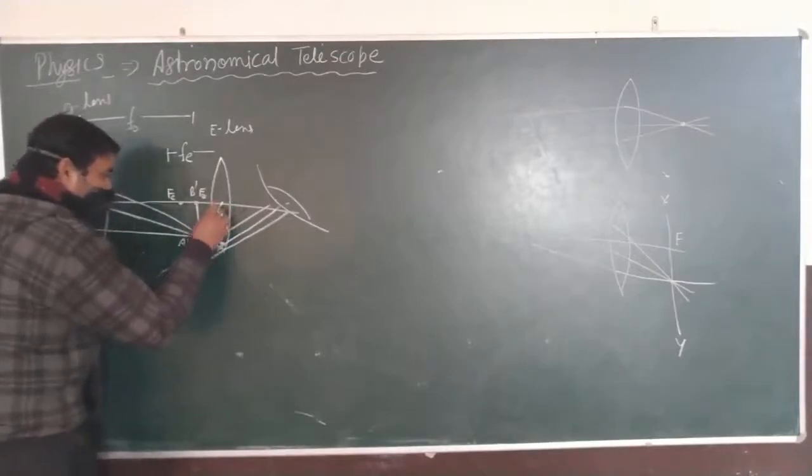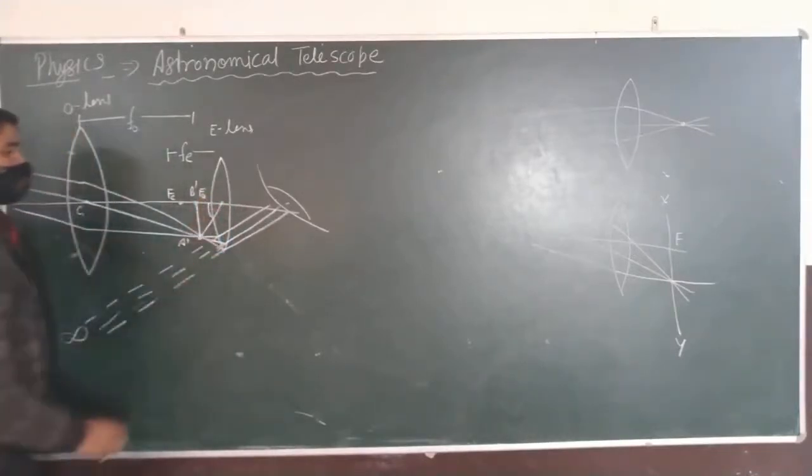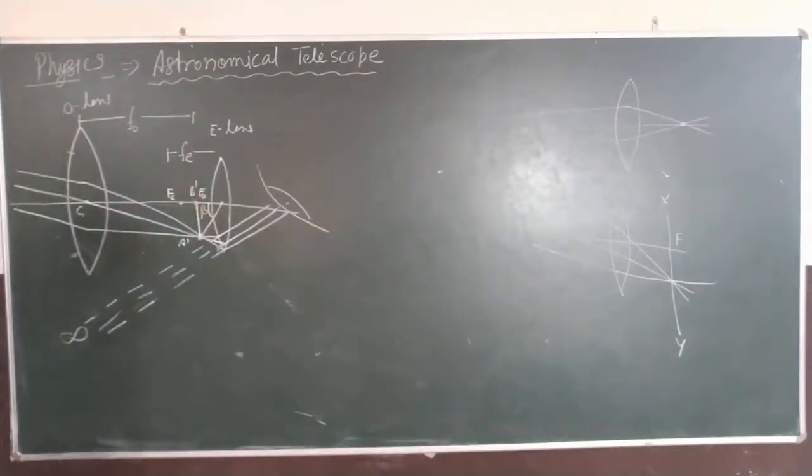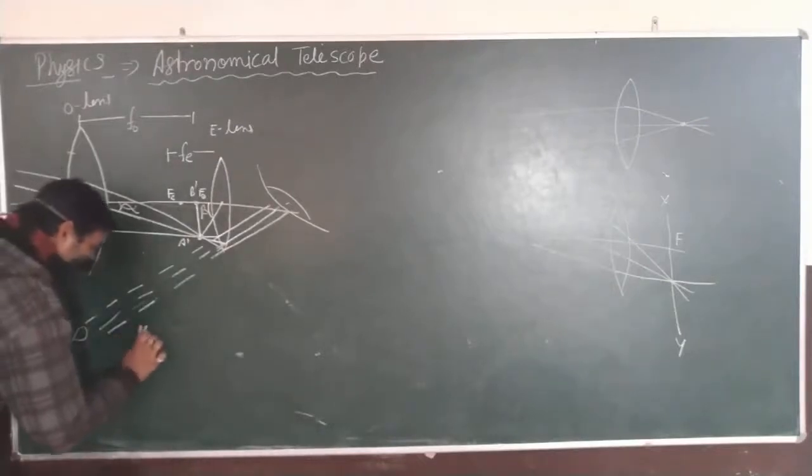Now, if this is the angle formed by the image at the eyepiece, let's say beta, clear? Next, this is the angle formed by the object at the optical center of the objective lens, and because this angle is alpha and this is vertically opposite to it, this angle is alpha, which is formed at the eye by the object.